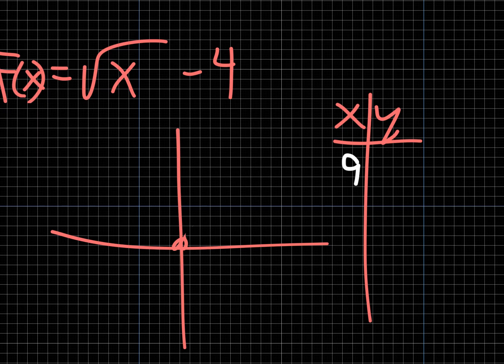9 works real nice, I agree. Because now the square root of 9 is 3, and then 3 minus the 4 makes -1. So 9, -1. Over 9, down 1. What's something else that's real nice to put into a square root? 4. Square root of 4 is 2, and then don't forget the -4. So 2 minus 4 is -2. 4 comma -2.